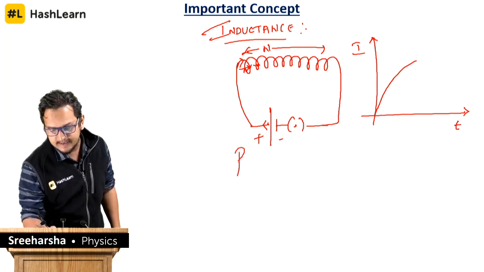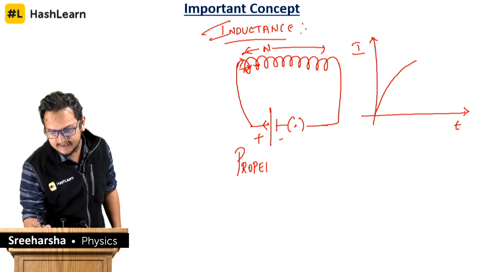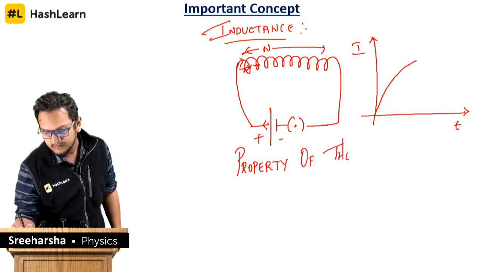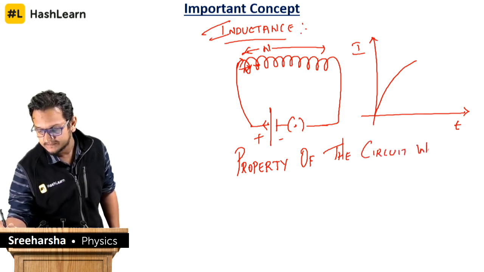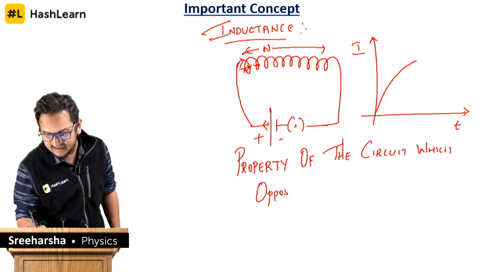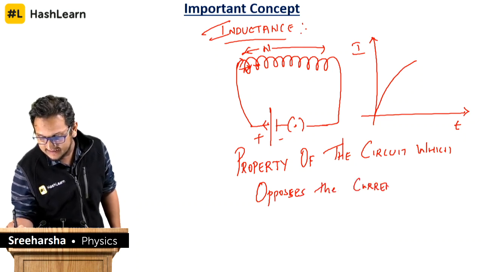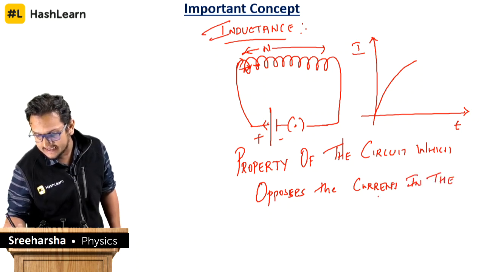So inductance is a property of the circuit. Inductance is the property of the circuit which opposes the current in the circuit. So this is called the inductance.